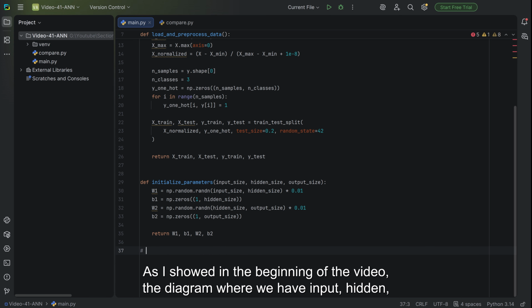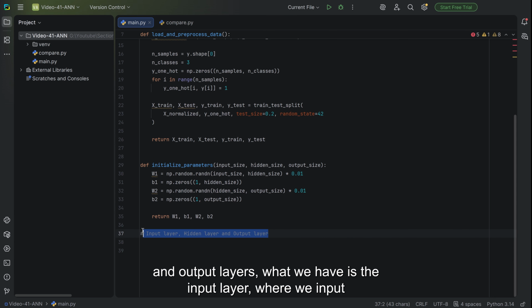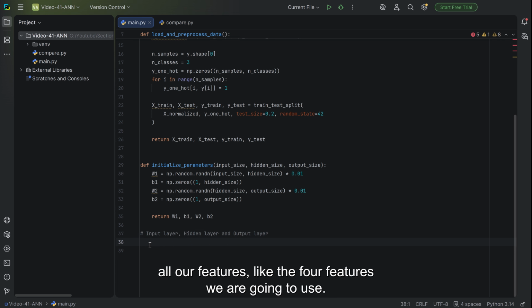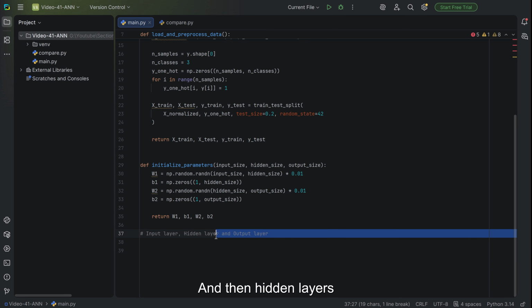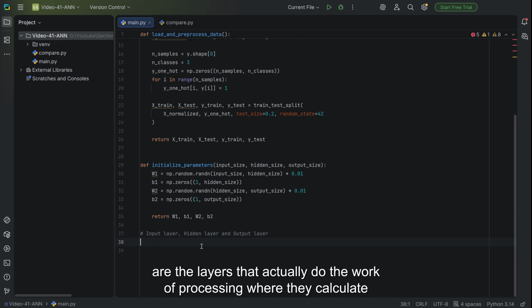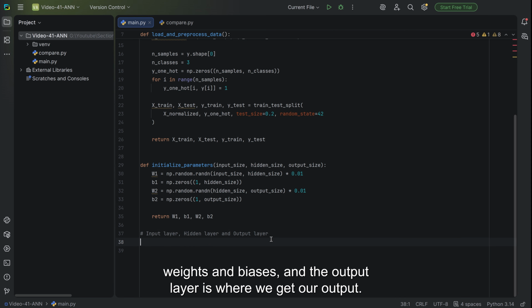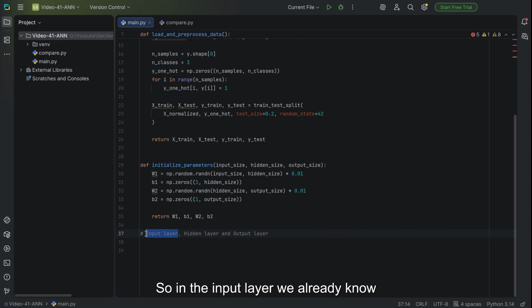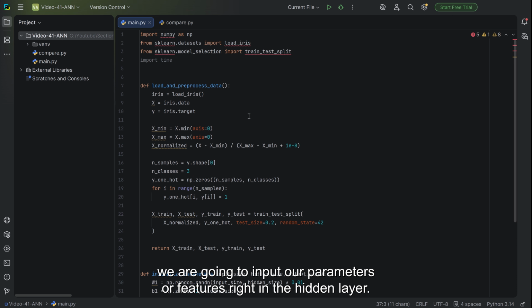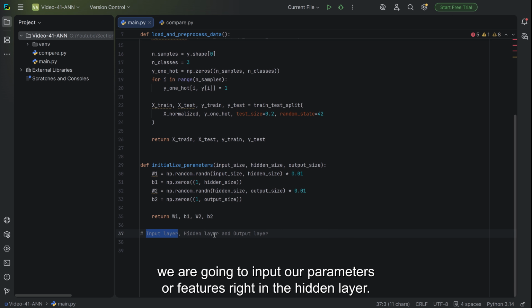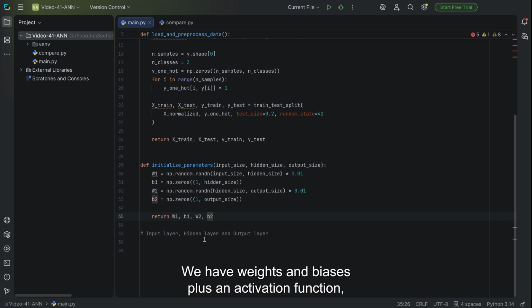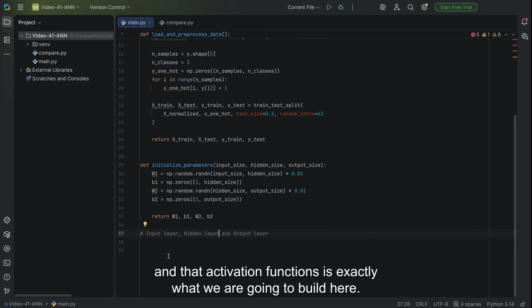As I showed in the beginning of the video, the diagram, where we have input, hidden, and output layer, what we have to do is the input layer, where we input all our features, like the 4 features we are going to use. And then hidden layers are the layers that actually do the work, the processing, where they calculate weights and biases. And the output layer is where we show the output. So in the input layer, we already know we are going to input our features, right? In the hidden layer, we have weights and biases plus an activation function. And that activation function is exactly what we are going to build here.